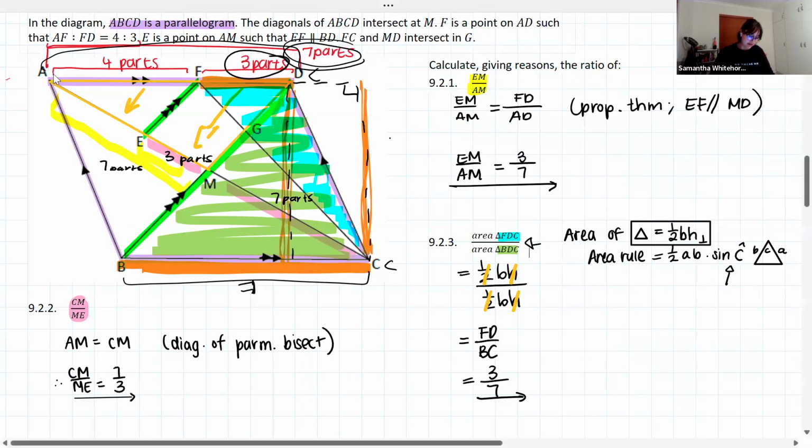All right, guys, let's take a screenshot of this and then we'll have a look at the next question where we're now going to have a look at some circle theorems that are going to help us with similarity and proportion.